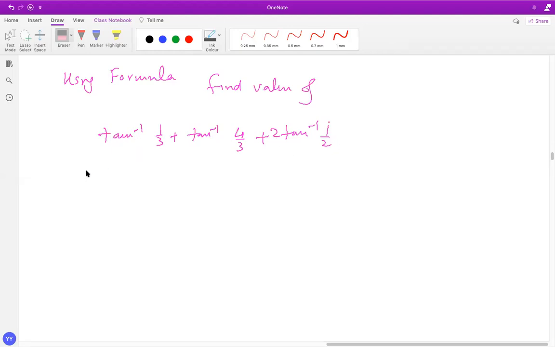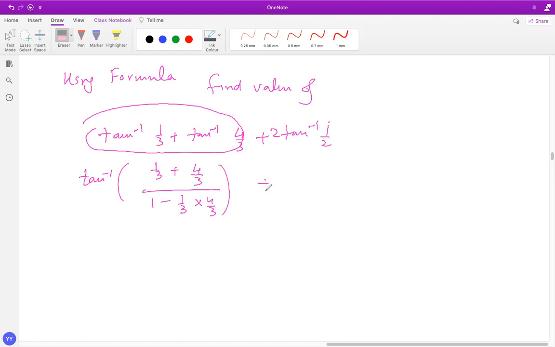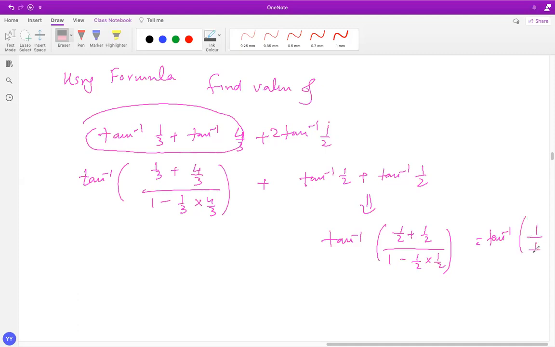To find this value, we first take out these two and pair them together. So tan inverse of 1/3 plus tan inverse of 4/3, that's going to be 1/3 plus 4/3 over 1 minus 1/3 times 4/3. And what you could do is first find 2 tan inverse of half. I could write this as tan inverse of half plus tan inverse of half. That can be written as tan inverse of half plus half over 1 minus half into half. So that becomes tan inverse of 1 over 1/4. So tan inverse of 1 over 3/4 actually. So that becomes tan inverse of 4 over 3.